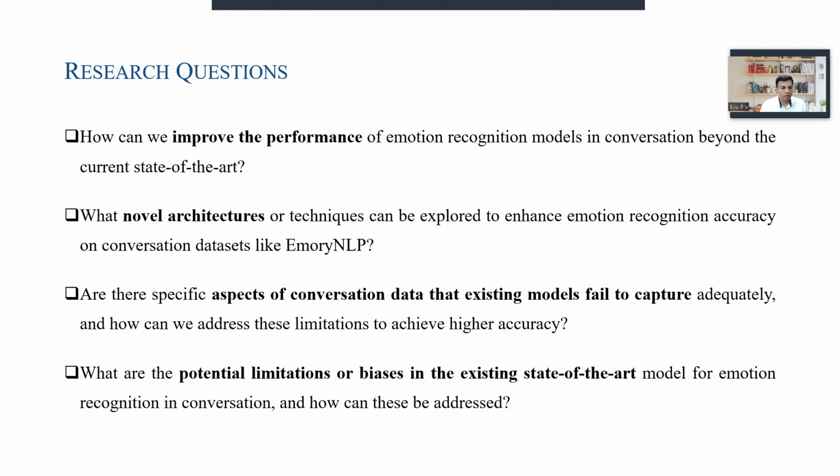My research questions: by seeing the current score, how can we improve the performance of emotion recognition? Is there any possibility of a novel architecture and techniques, and is there any possibility of enhancing the current model? Is there any gap I can fill in? Other questions I have: are there any specific aspects of conversation that existing models fail to capture adequately? How can we address these limitations to achieve higher accuracy? And what are the potential limitations or biases in the existing state-of-the-art models for emotion recognition? And we can address any of these. Those were my research questions.